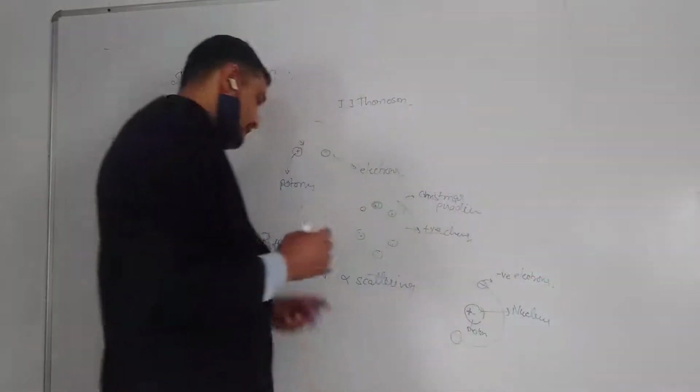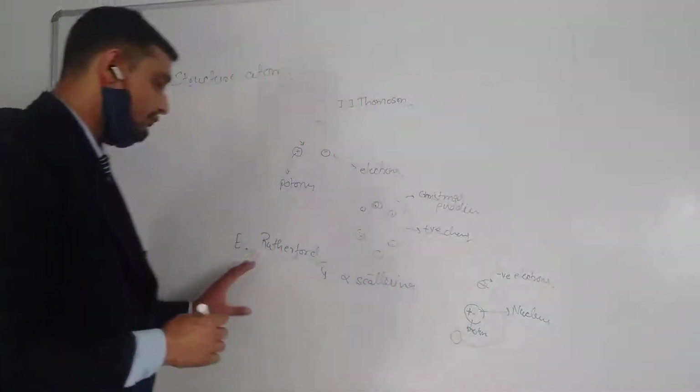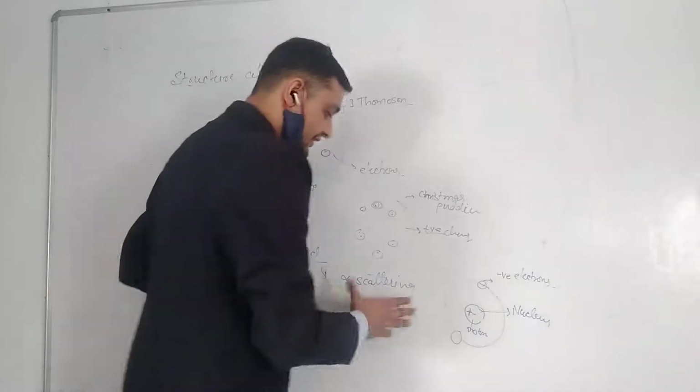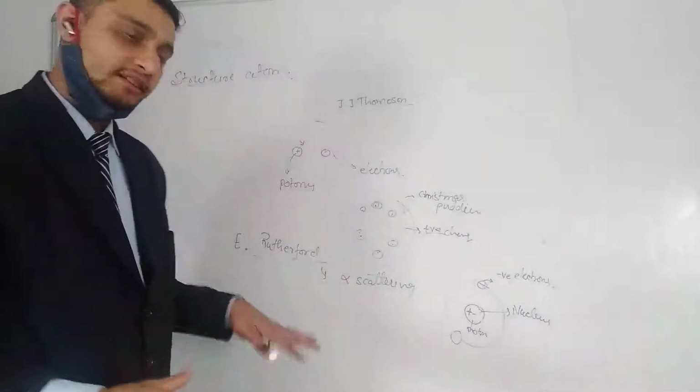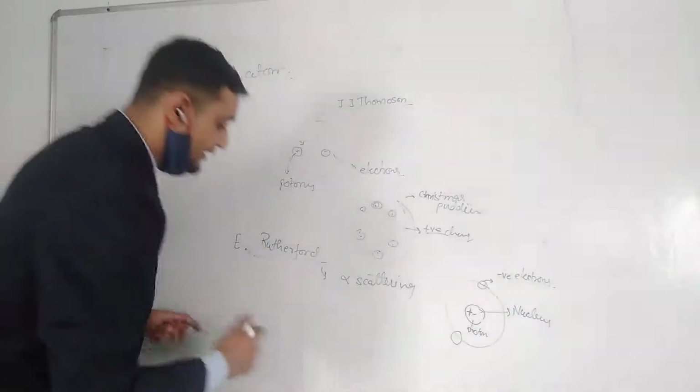This was told by Rutherford. But before this structure of atom, Rutherford had done an experiment named alpha scattering. So we are going to discuss that experiment. Okay. So what he has done in alpha scattering, he took a gold foil.